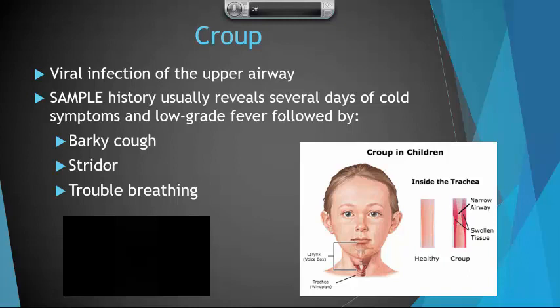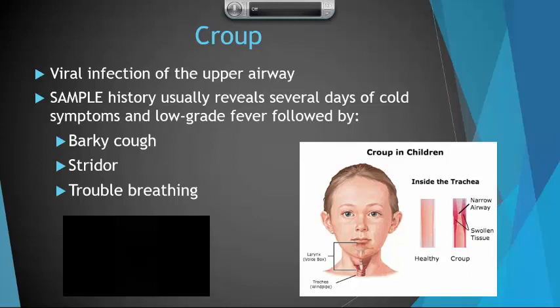Turbulent airflow through the narrowed subglottic airway causes a hallmark sign of croup, which is stridor. SAMPLE history usually reveals several days of cold symptoms and low-grade fever, followed by barky cough, stridor, and trouble breathing. The cough and respiratory distress are often worse at night. Severity ranges from mild to severe.